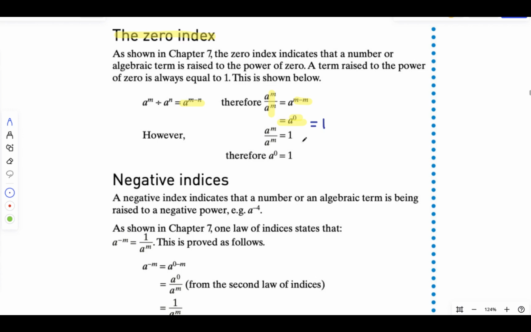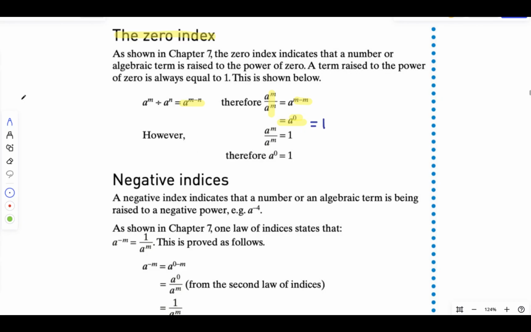200,000 times 10 raised to the power... Anything raised to the power 0 is equal to 1. So anything raised to the power 0 in index is 1. That's what we call the zero index. Anything raised to the power of 0 is equal to 1.